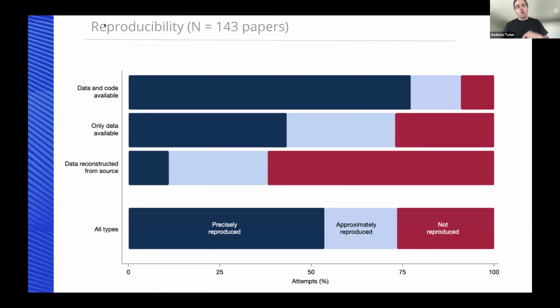And then one level down, when the analyst goes back to the secondary sources, reconstructs the data based on the description of the paper and the code based on the description of the paper, then we see fewer than half of these claims and findings reproduce, and a vanishingly small portion of them are actually precise reproductions.